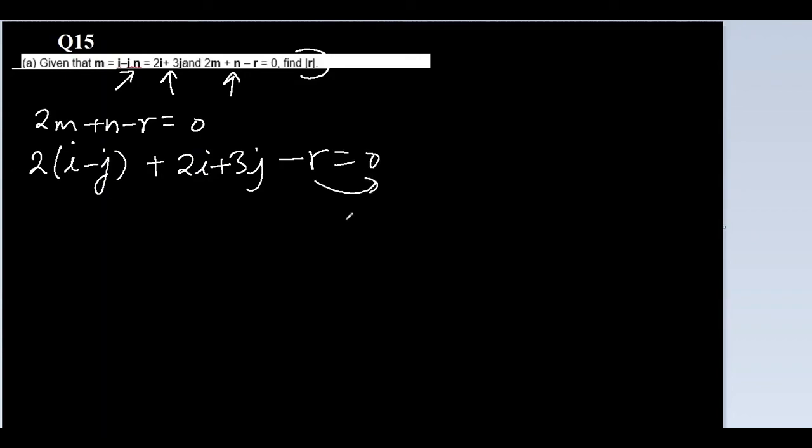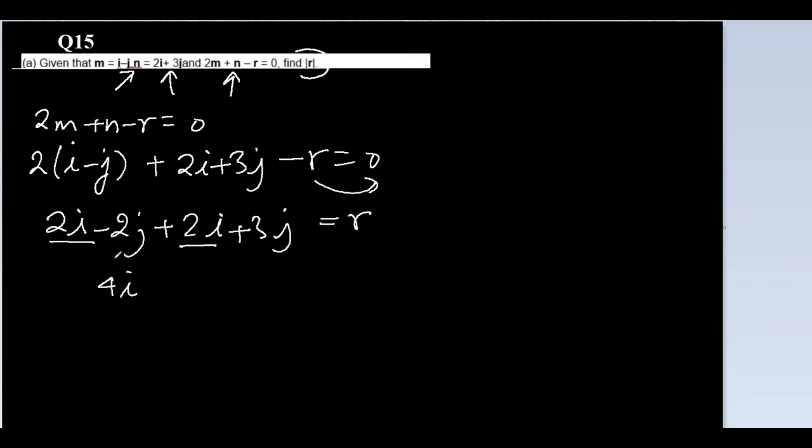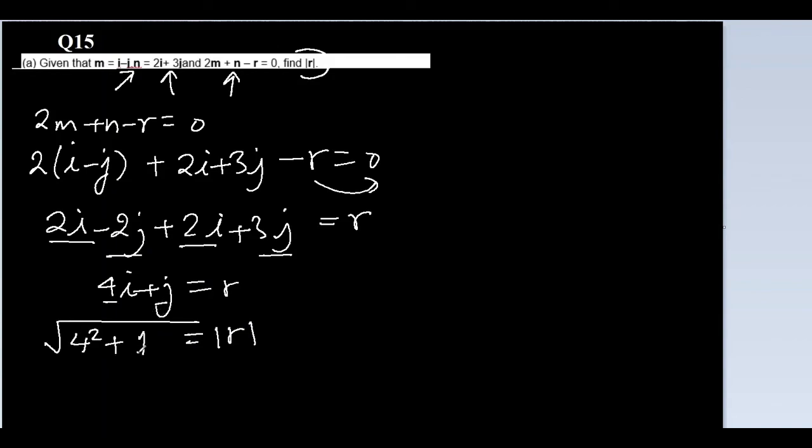So let's put this r to the right side, and rest of it will give us the value of r. So what is the vector r? 2i minus 2j plus 2i plus 3j. So 2i plus 2i makes it 4i, minus 2j plus 3j is just plus j. r equals 4i plus j. But they're asking the magnitude. So magnitude of r will be square of the coefficient of i, which is 4, square of coefficient of j, which is 1. And it comes out with 16 plus 1, 17. Square root 17 is the magnitude of r.